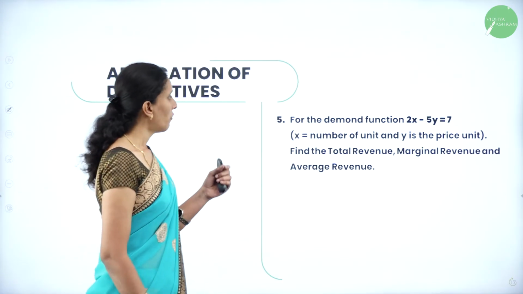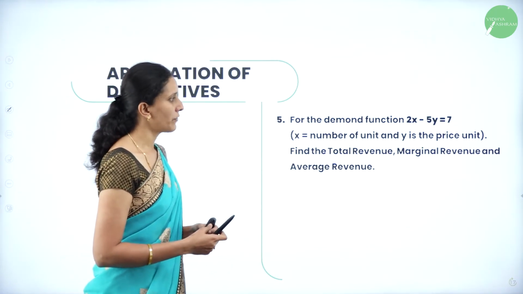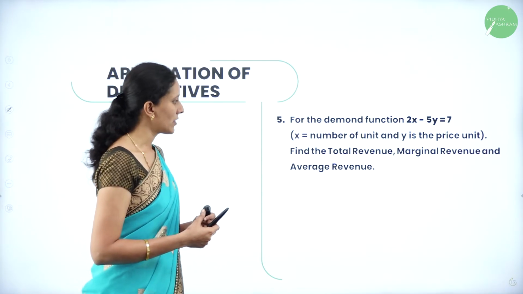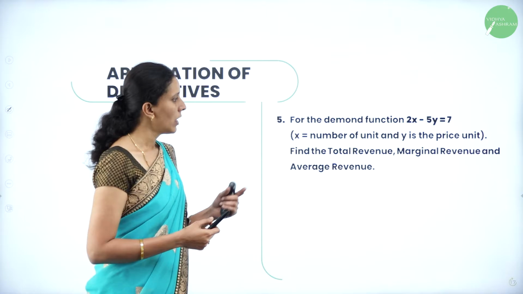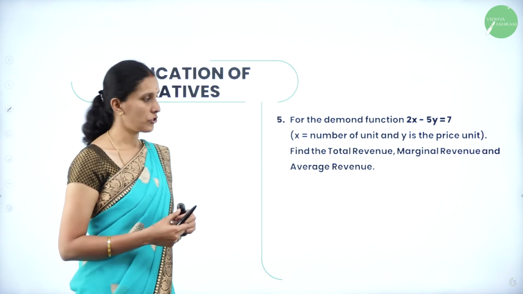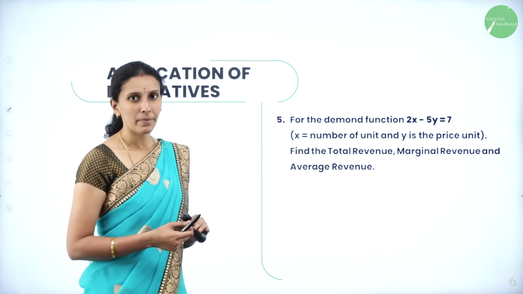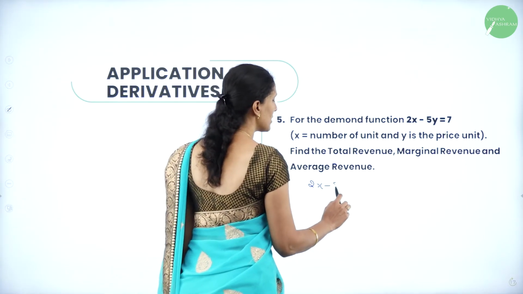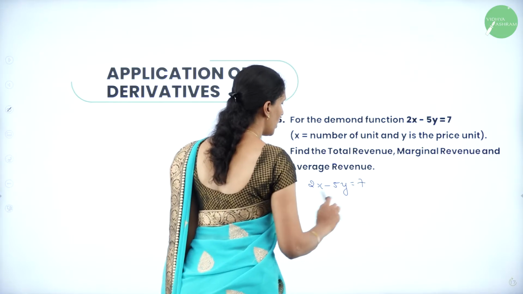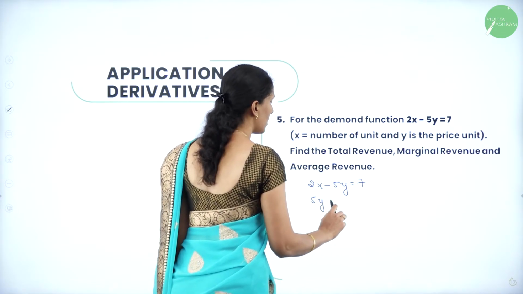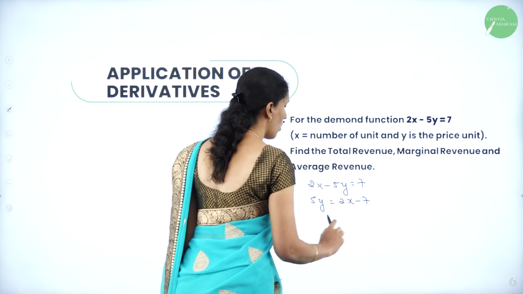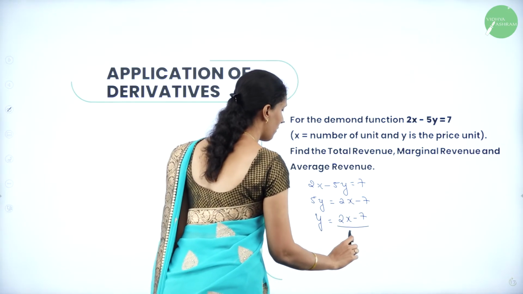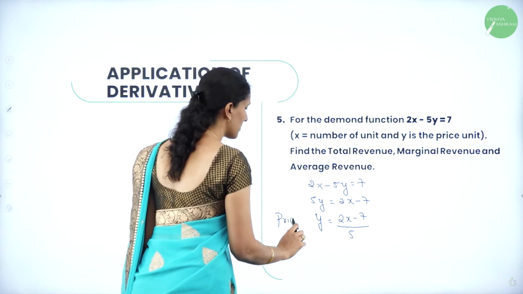Next we have, for the demand function 2x minus 5y is equal to 7, where x is the number of units and y is the price per unit, find the total revenue, marginal revenue and average revenue. So here y is the price per unit. So let's convert the equation. We have 2x minus 5y is equal to 7. We get 5y is equal to 2x minus 7. We get y is equal to 2x minus 7 divided by 5. So this is actually the price.